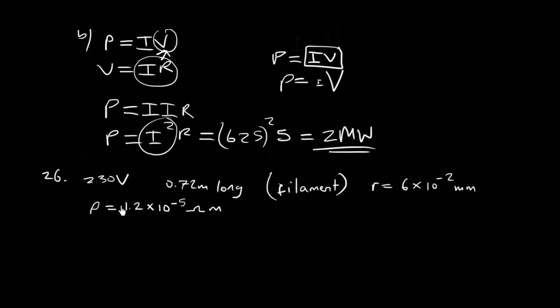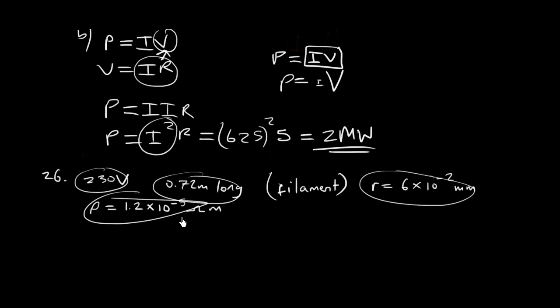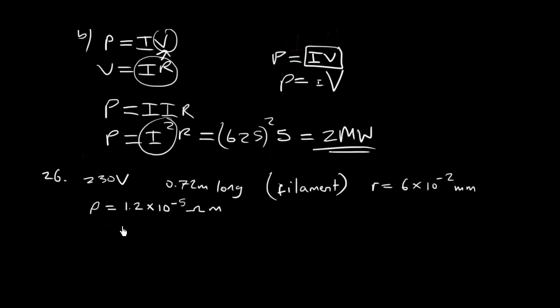So with all that information, we have a certain voltage that is fixed for the light bulb. We have a certain length of material, we know it's a filament, we have a certain radius, and we have a certain resistivity. With all of that information, they ask us to solve a bunch of questions. So what's the first part? Calculate the resistance of the light bulb.